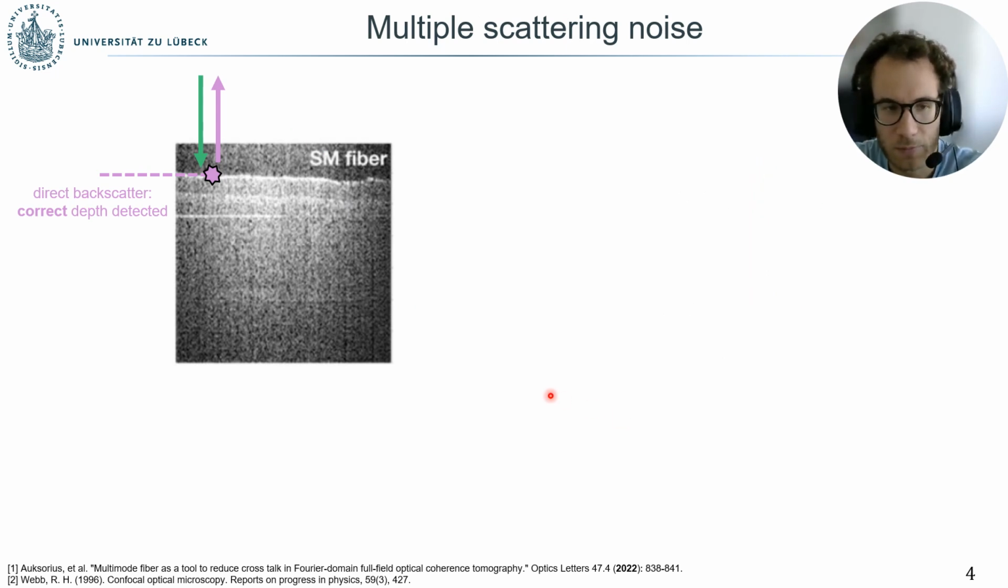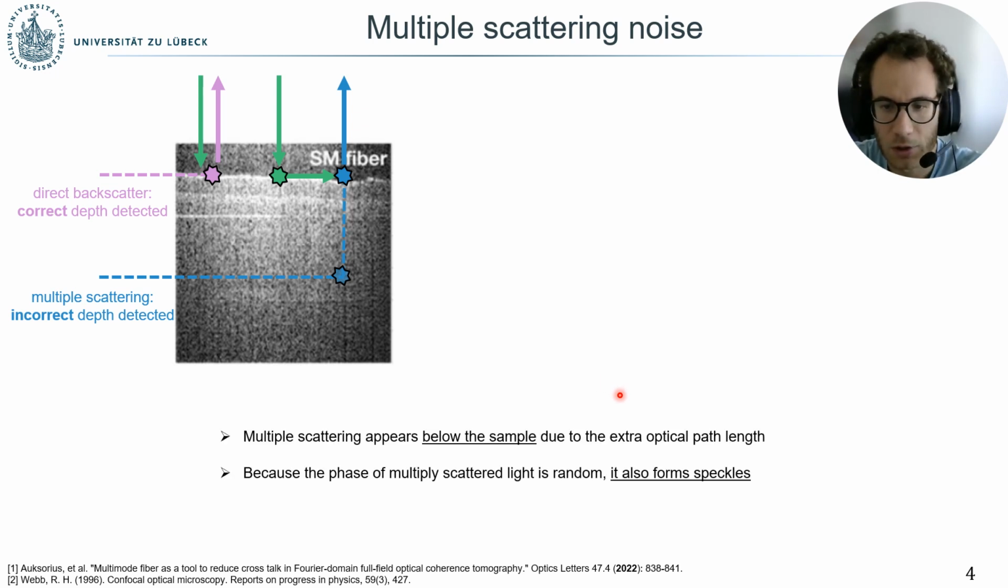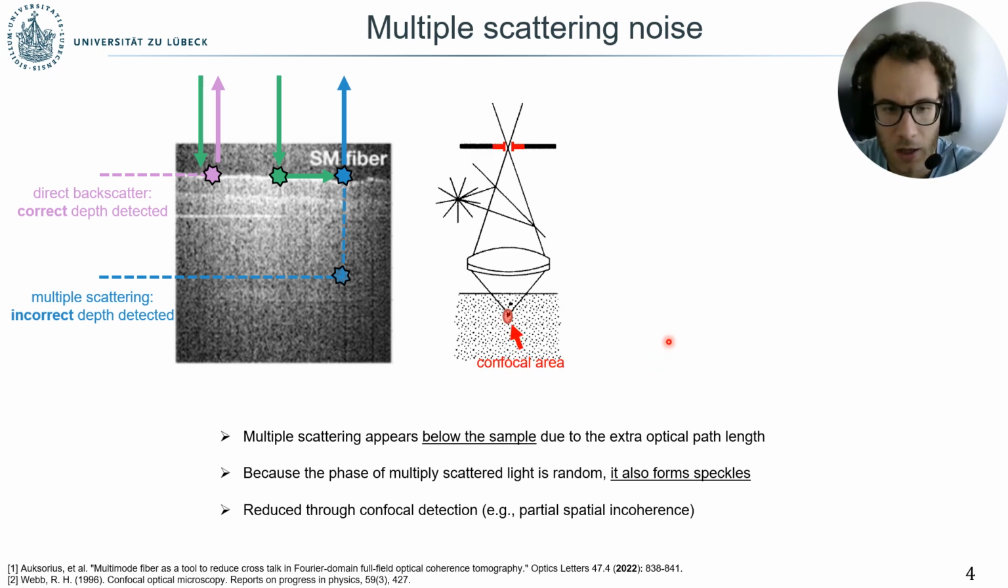So in OCT we detect the depth at which light has been backscattered from the time delay. And when light is multiply scattered and it has a longer optical path length and time delay, then light is detected at a deeper depth than it was actually backscattered. So the consequence of that is that multiple scattering appears always below the sample, and the deeper we go, the more we have of it. And because it's a random process, then it also forms speckles.